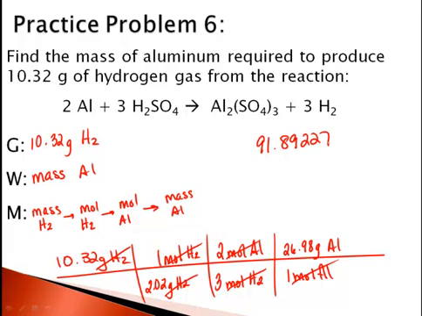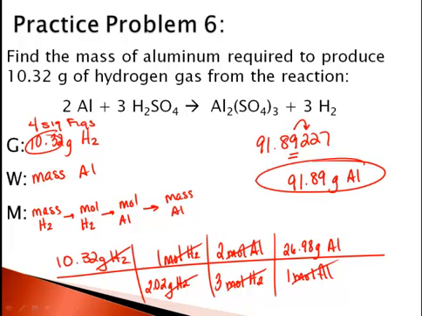91.89227. Well, in my given here, I have 4 significant figures. So I need 4 significant figures in my answer. So I count, and the second 9 is the 4th significant figure. I look to the right, so 91.892 rounds to 91.89 grams of aluminum.